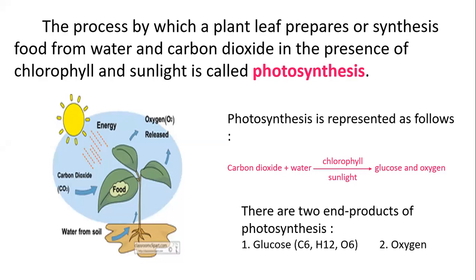Carbon dioxide plus water, in the presence of chlorophyll and sunlight, forms glucose and oxygen. There are two end products of photosynthesis: glucose and oxygen. Glucose is C6H12O6, containing carbon 6, hydrogen 12, oxygen 6.